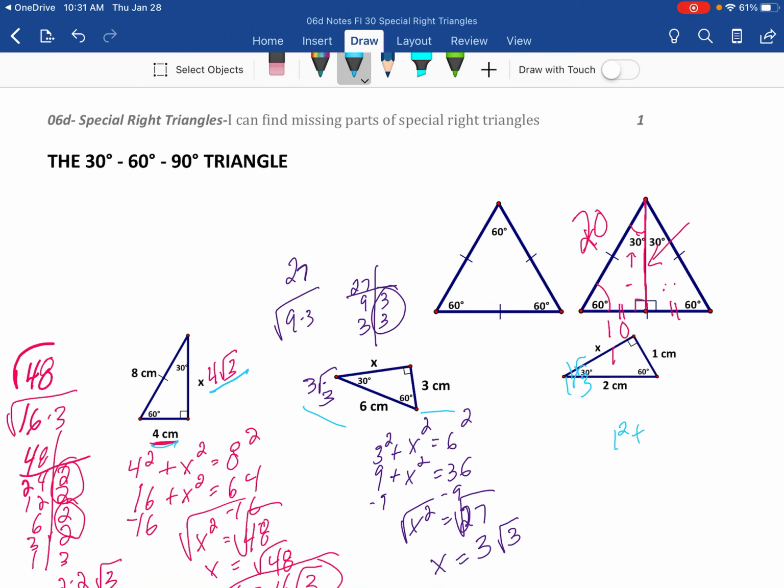Okay, so I go through Pythagorean theorem. 1 squared plus x squared equals 2 squared. 1 plus x squared is equal to 4. I subtract 1, x squared is equal to 3. X is equal to radical 3.